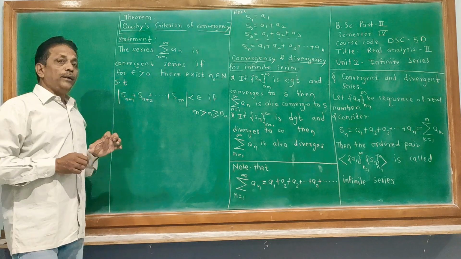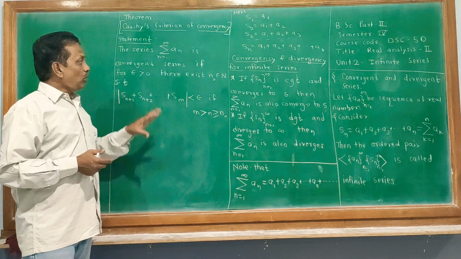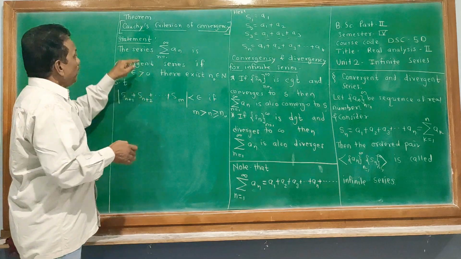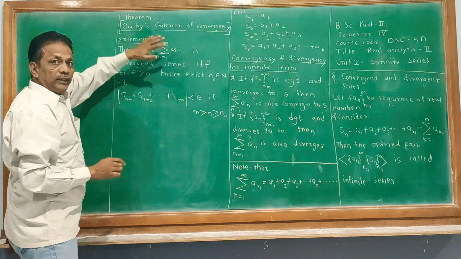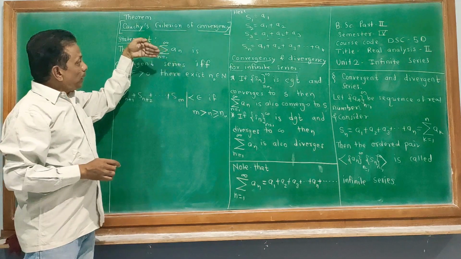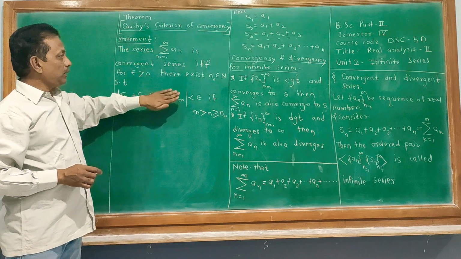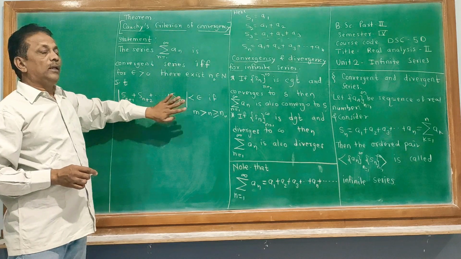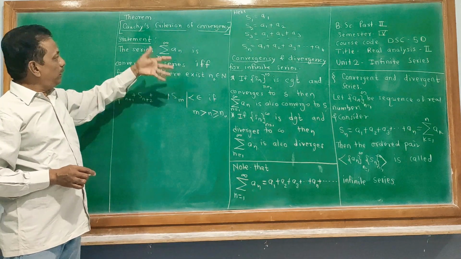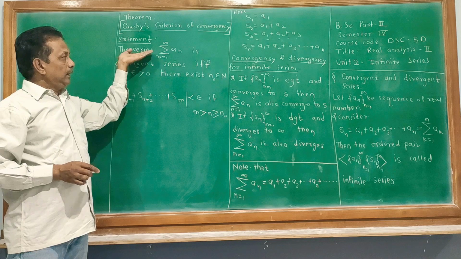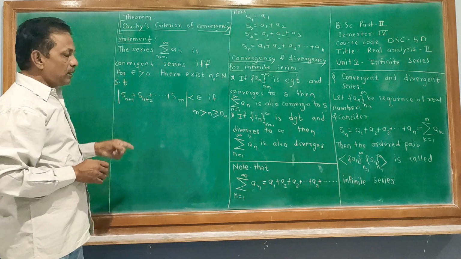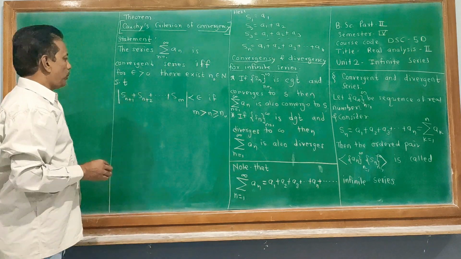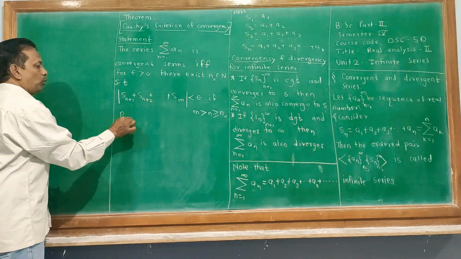This statement is an equivalent statement, not only an implicative statement. The series is a convergent series if and only if. This is the statement. What does it mean? If this series is convergent, then this condition is satisfied. And if this condition is satisfied, then this series is convergent. There are two parts to prove this result. And this theorem is also important. Therefore, let us prove this.